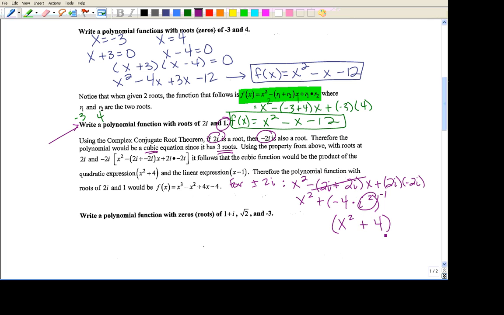So we'll take this factor for the plus and minus 2i and multiply it by the factor that gives us the root 1, which will be x, opposite sign, minus 1. We can FOIL that out. We'll get x squared, x, cubed.